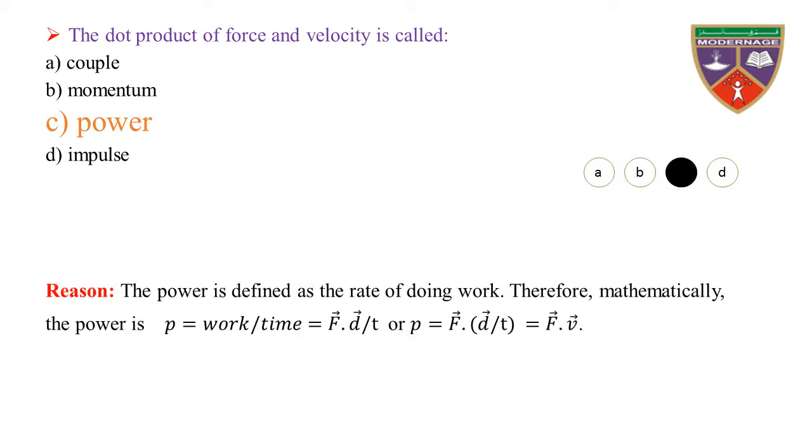Reason. The power is defined as the rate of doing work. Therefore, mathematically, the power is P = work divided by time, which is equal to F · d divided by t, where F · d is the work and t is the time. Since d divided by t is the definition of the velocity, we can write the power P = F vector dot v vector. Hence, the dot product of force and velocity is the power.